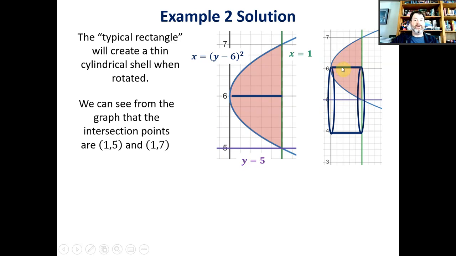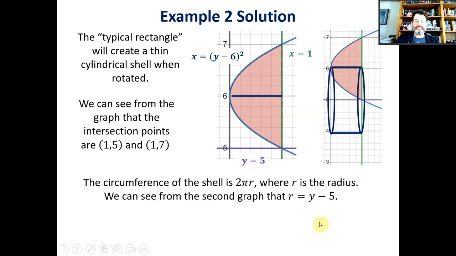So for this rectangle here, you can see when it's at 6, it's 6 minus 5, which is 1. But if we start up here, it's going to be 7 minus 5, which is 2. So this thing starts out at radius 2 as the shells come from the outside in. And you end up at 0, right? Because at the intersection point, 5 minus 5 is 0. Right? So we just talked about all this.